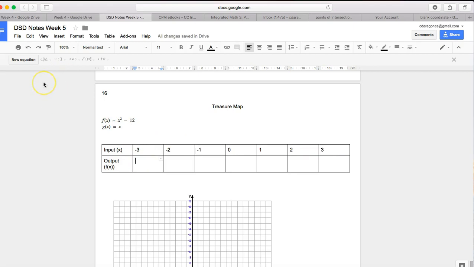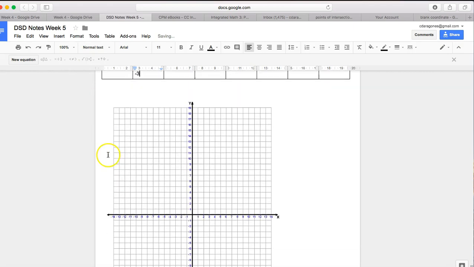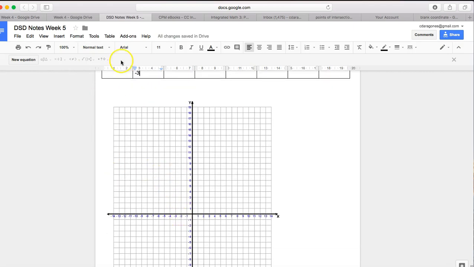For this one, it's going to be negative 3 squared minus 12. Negative 3 times negative 3 is equal to 9, minus 12, which results in negative 3. So at the input negative 3, I would have an output of negative 3. So negative 3, negative 3, there's a point right there. That's an example. I'm going to let you do the rest of the work here.